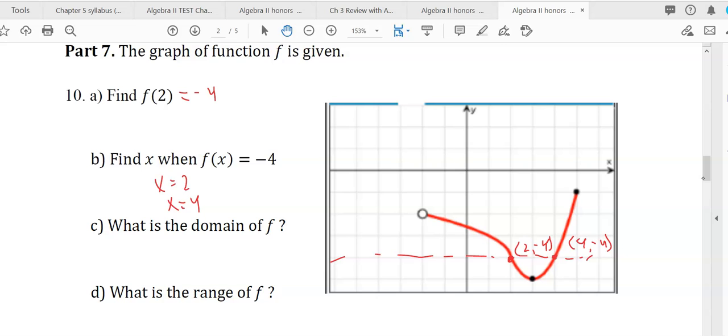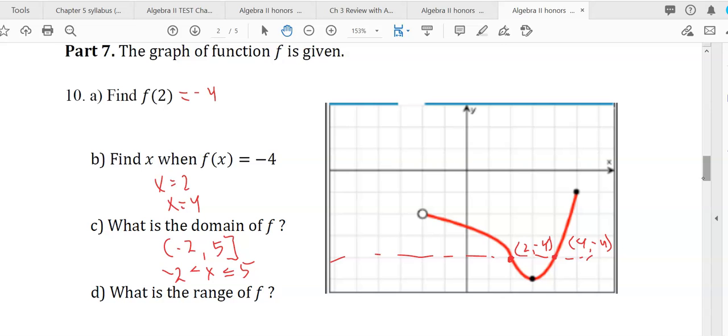What is the domain? I'm going to say it in interval notation, so it looks like negative 2 is the lower bound, but not including negative 2, and 1, 2, 3, 4, 5. On the right, it does include 5. It has a closed circle there. So negative 2 to 5. You could say it this way, negative 2 less than x less than or equal to 5.